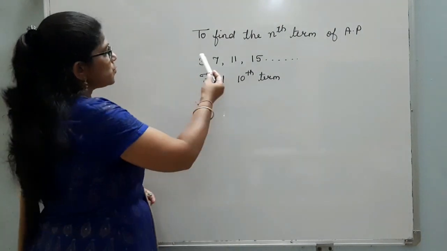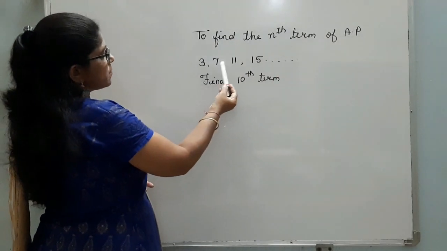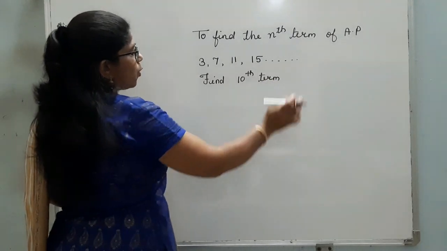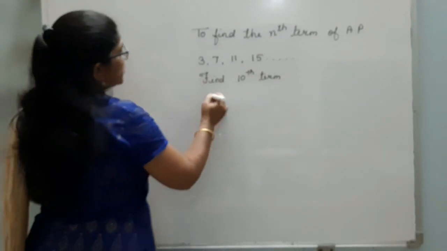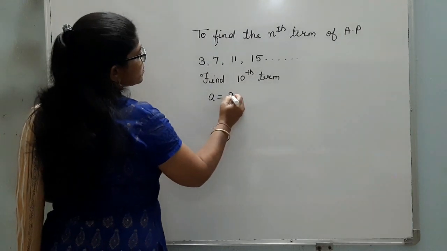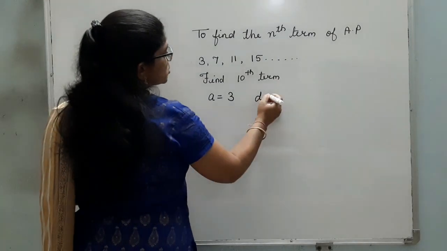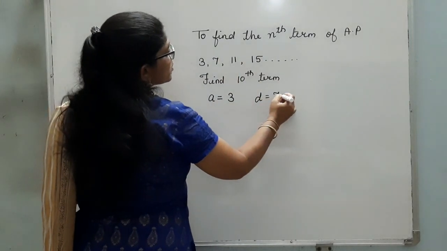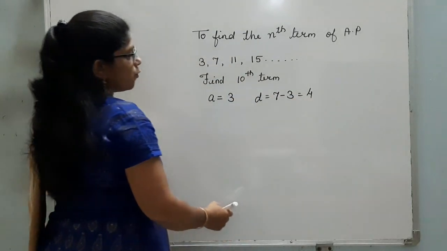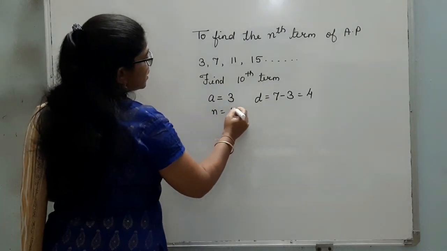Let us see how to find the nth term of AP. Here I have given one example. 3, 7, 11, 15 is one AP, and let us find 10th term of this AP. Now already I have explained you that the first term of AP is denoted by A. So here the first term is 3. D is the common difference between the two consecutive terms. So let us find D by subtracting 3 from 7. So here our D is 4 and we have to find 10th term. That means our n is 10.